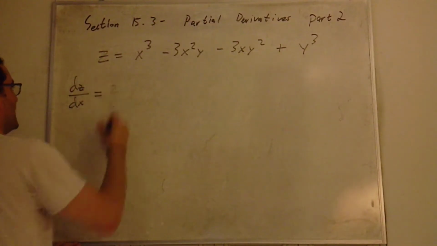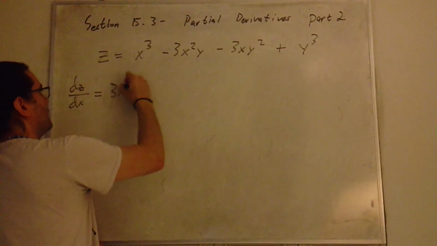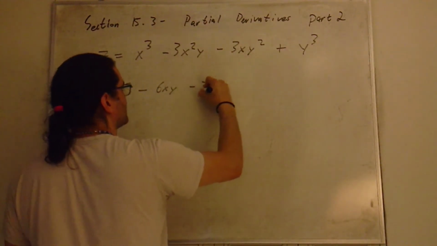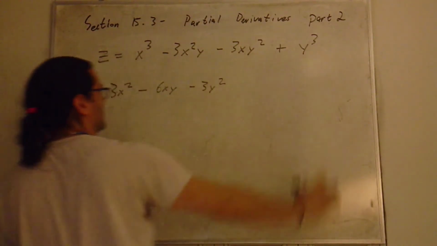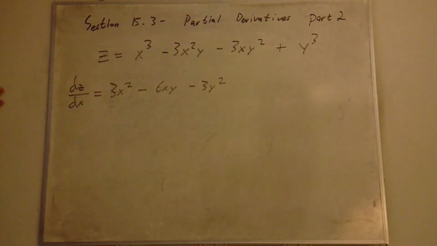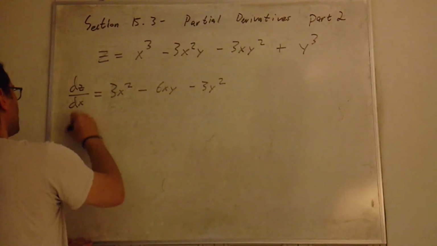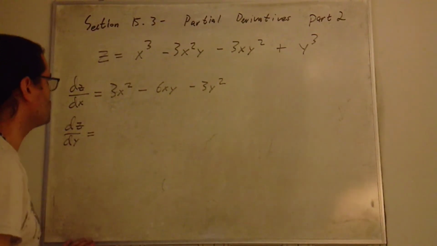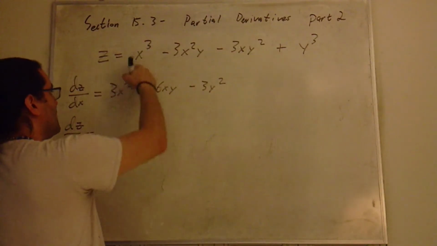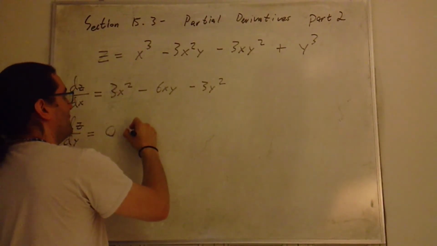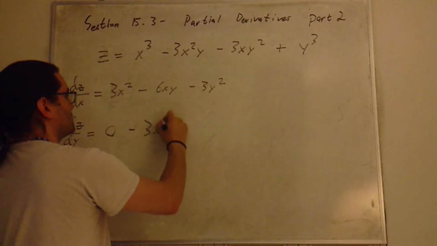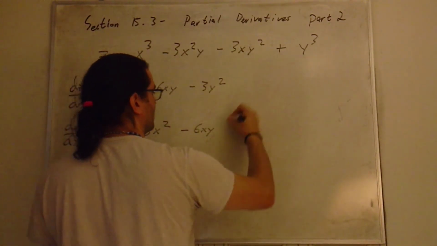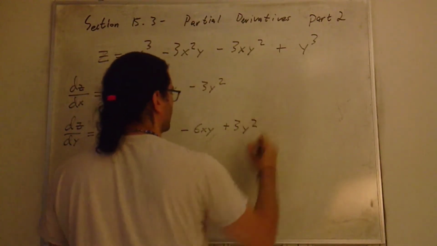Partial with respect to x should be 3x squared minus 6xy minus 3y squared plus nothing. That term is gone. The partial with respect to y should be nothing, minus 3x squared minus 6xy plus 3y squared.